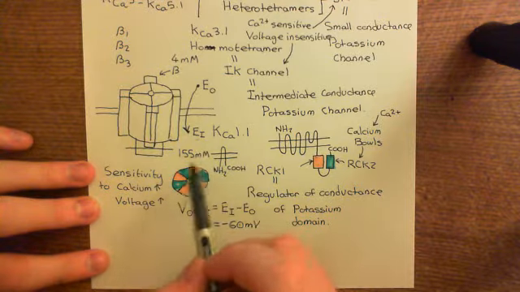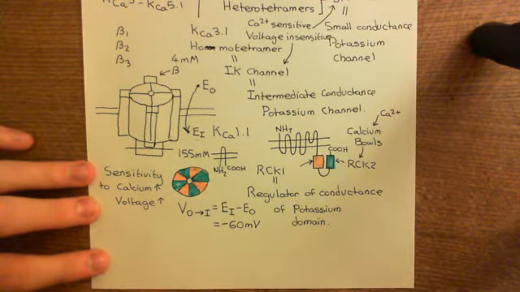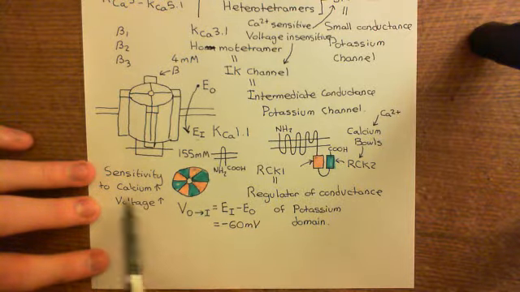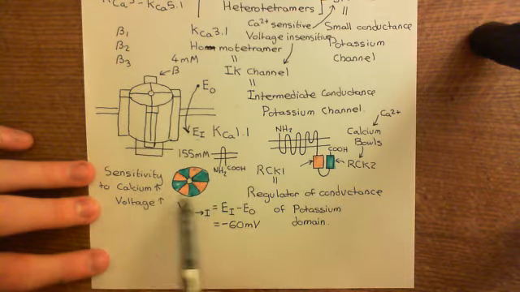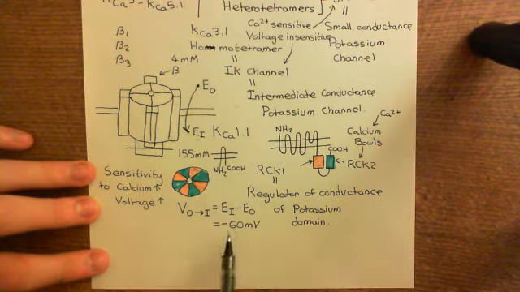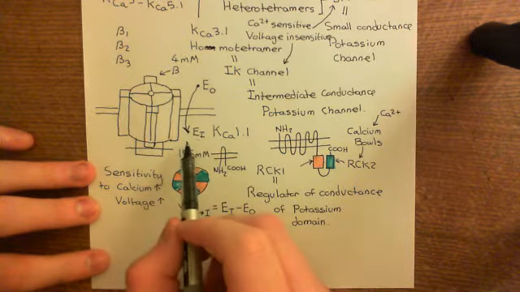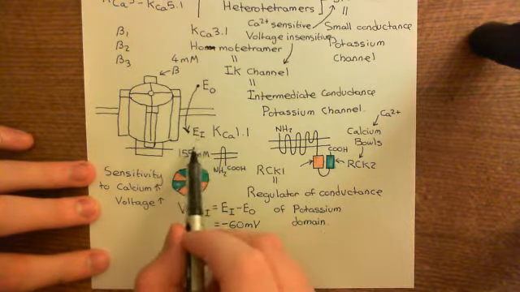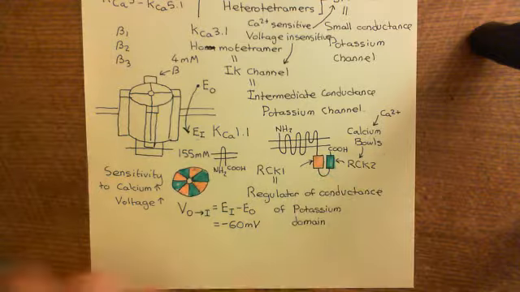Now, potassium is a positively charged ion. It wants to be where electrical potential is lower, and at the moment the electrical potential is lower inside, okay? It's lower by 60 millivolts. So the electrical gradient across this cell is favouring the movement of potassium into the cell.